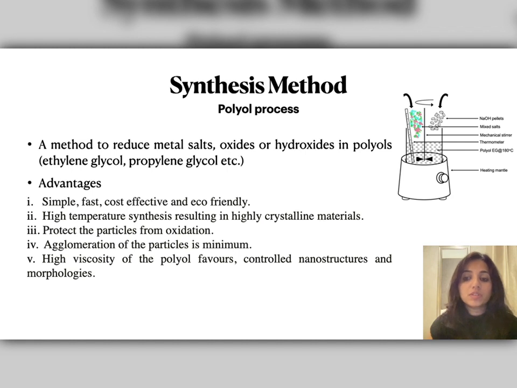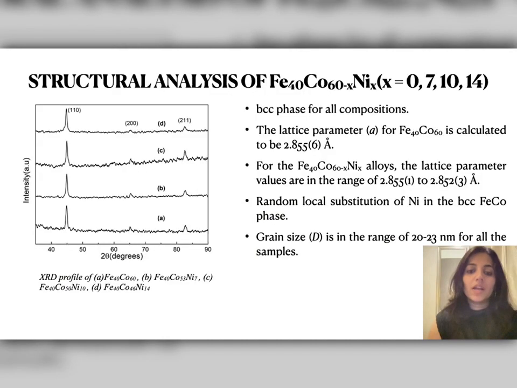We have used the precursors iron chloride tetrahydrate, cobalt acetate tetrahydrate, and nickel acetate tetrahydrate and introduced them to the solvent ethylene glycol at an elevated temperature of 180 degrees Celsius. NaOH pellets are also used to facilitate the reduction. Unlike the conventional polyol process, which implements refluxing, here we have used a one-pot, one-step polyol process. Here we have synthesized Fe40Co60, Fe40Co53Ni7, Fe40Co50Ni10 and Fe40Co46Ni14.